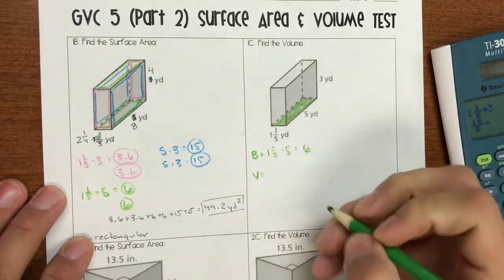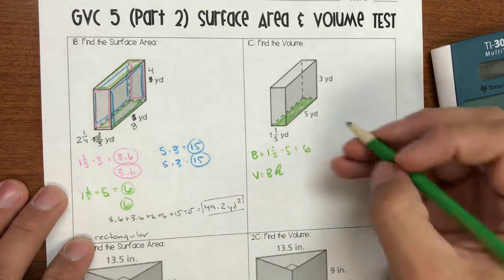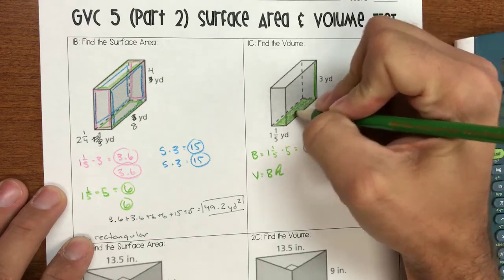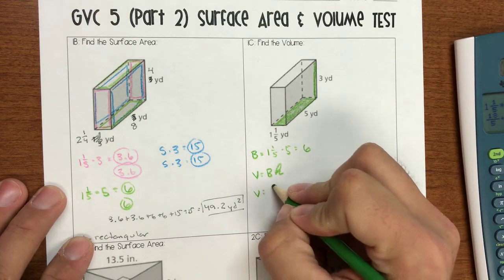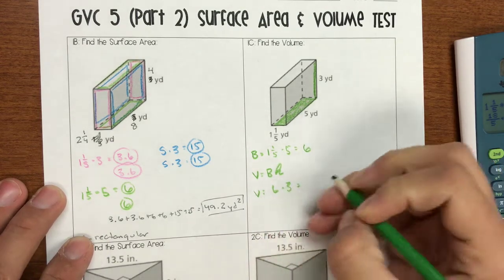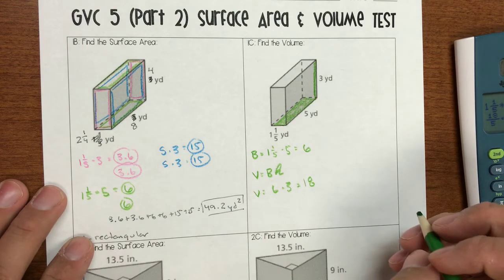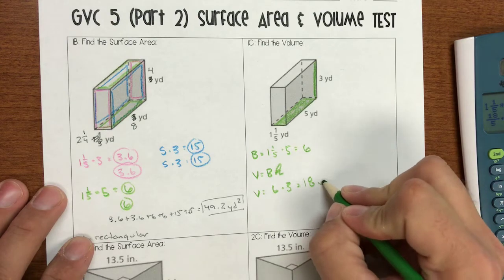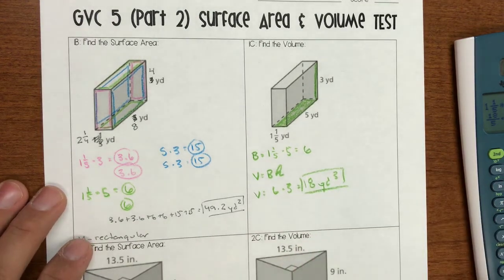And if you remember, volume equals big B times the height of the object. And the height of my object is 3. There's 3 of those rectangles stacked on top of each other. So volume equals 6 times 3, which again is a nice easy number for you. All you get is 18 yards cubed. So 18 cubic yards.